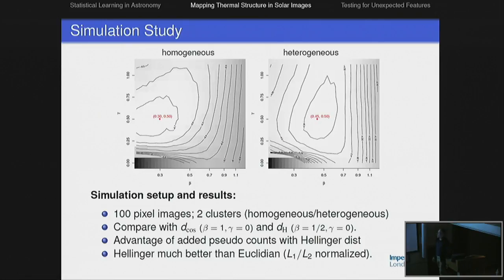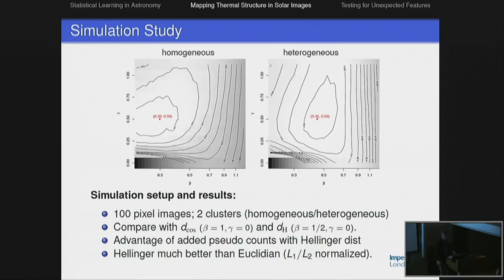So this is a map of the Bayes loss as a function of beta and gamma, and I've done this for two different simulations. We've simplified things a little bit for the purposes of the simulation. We have 100 pixel images, each of them with two clusters, and the clusters are either homogeneous or heterogeneous. Homogeneous meaning that all of the pixels in the clusters are exactly the same. So in that case, there really are two clusters, that's the real answer. Because that seems a little silly for a real problem, in the second setup, the two clusters have different average DEMs, but the DEMs within each cluster vary a little bit.